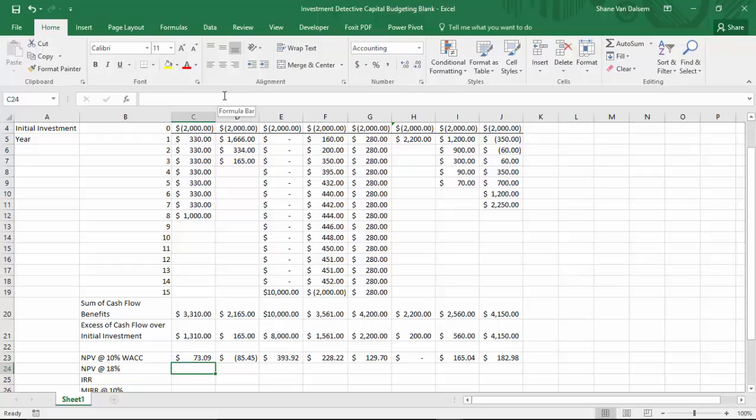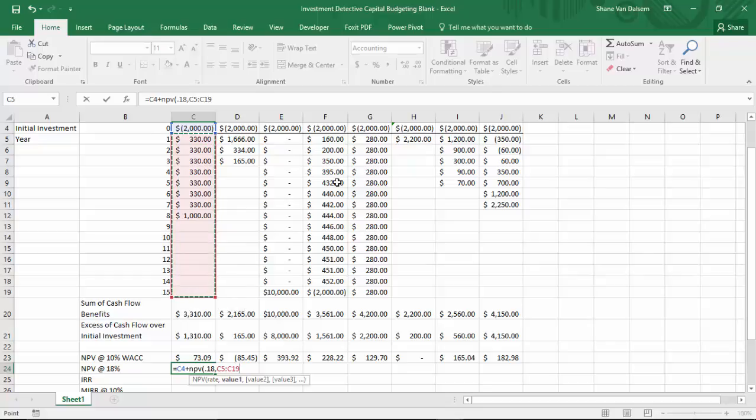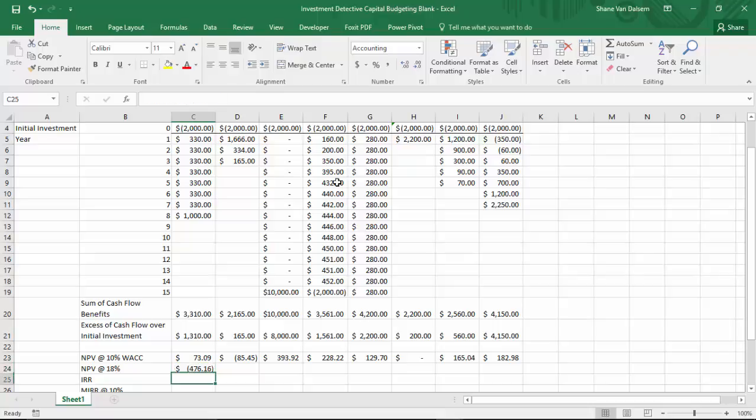For the second one, we have an NPV at 18%. So I'm going to do the same thing. I'm just changing the discount rate. So I put in equals my 2,000 plus NPV, open parentheses, the rate is 0.18, comma, highlight cash flows for years 1 through 15. Again, don't include year 0 in that one because we included it before. I get negative 476.16, and that makes sense. It should be lower because we're discounting it at a higher rate.